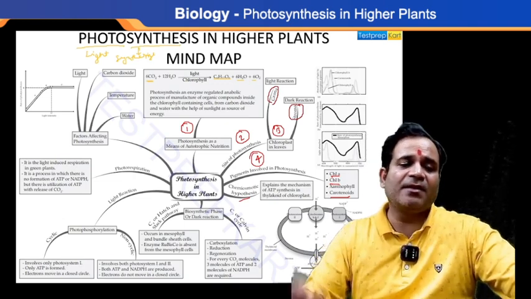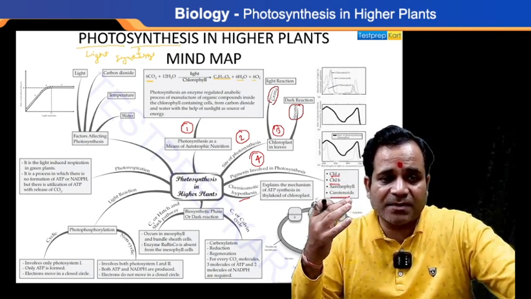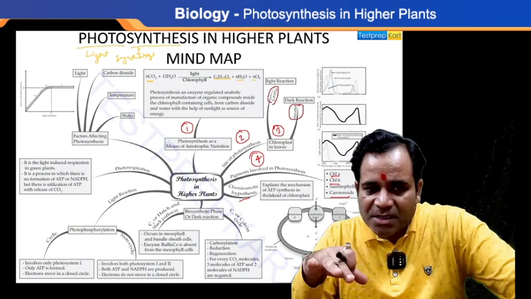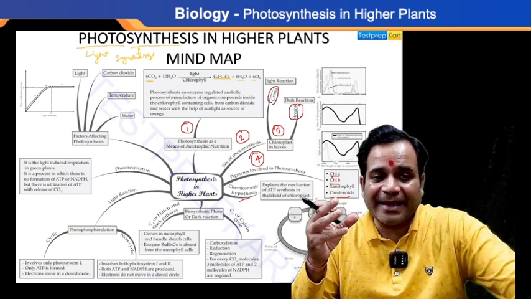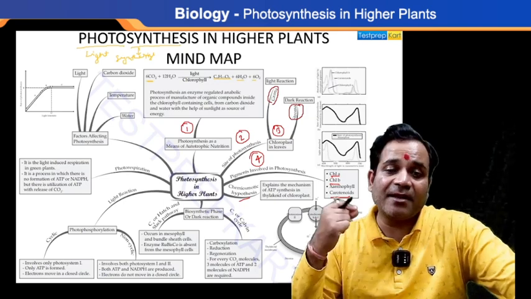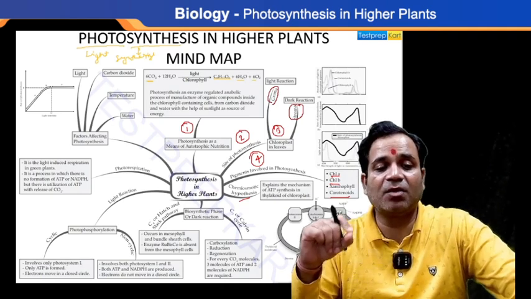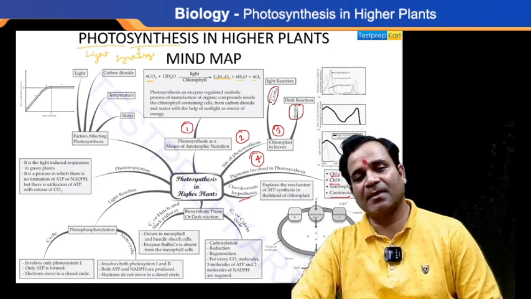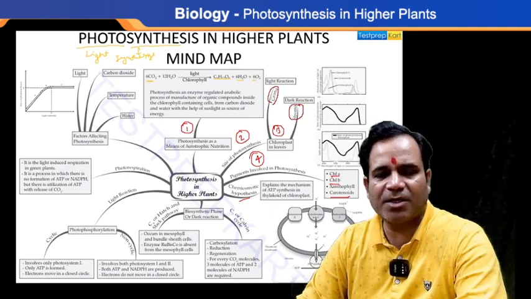Photophosphorylation involves cyclic and non-cyclic types. Cyclic involves only photosystem one, using only light. Only ATP is formed here. Electrons move in a closed circle here. But the non-cyclic type involves both photosystem one and two. Both ATP and NADPH are produced. Electrons do not move in a closed circle, my dear. This is the important thing, right? Hope you are getting this, my dear.